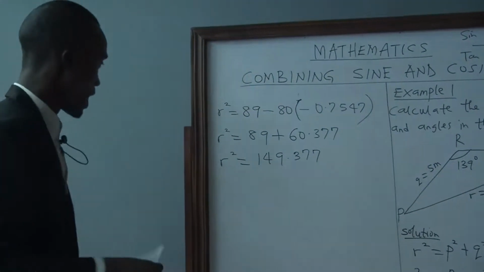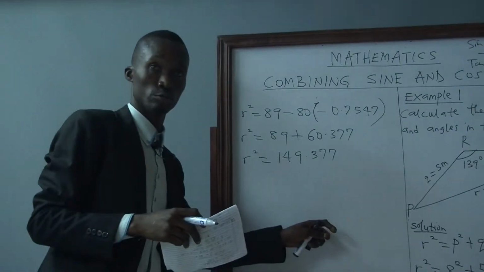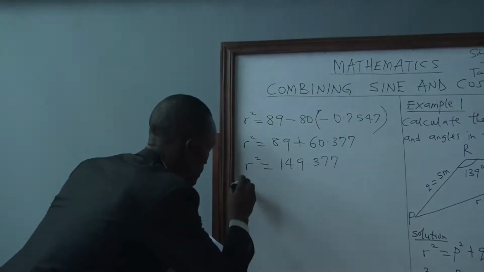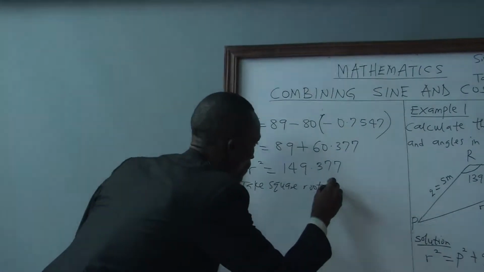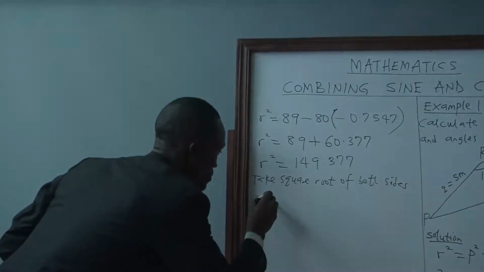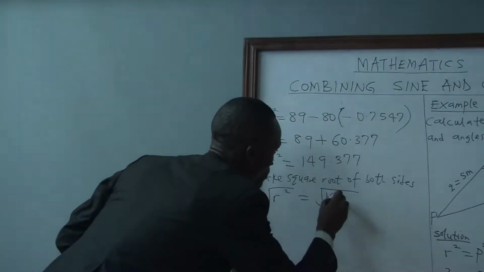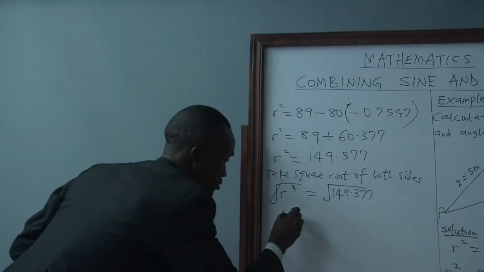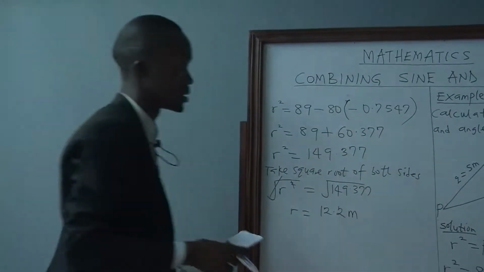Then r squared, if you add this, we have 149.377. Now when we have an expression that involves square, we have to take the square root. This is r squared, so we take the square root of both sides. So by taking square root of both sides, we have square root of r squared equals square root of 149.377. Then this square will cancel this square root. Then r from there is 12.2 meters.